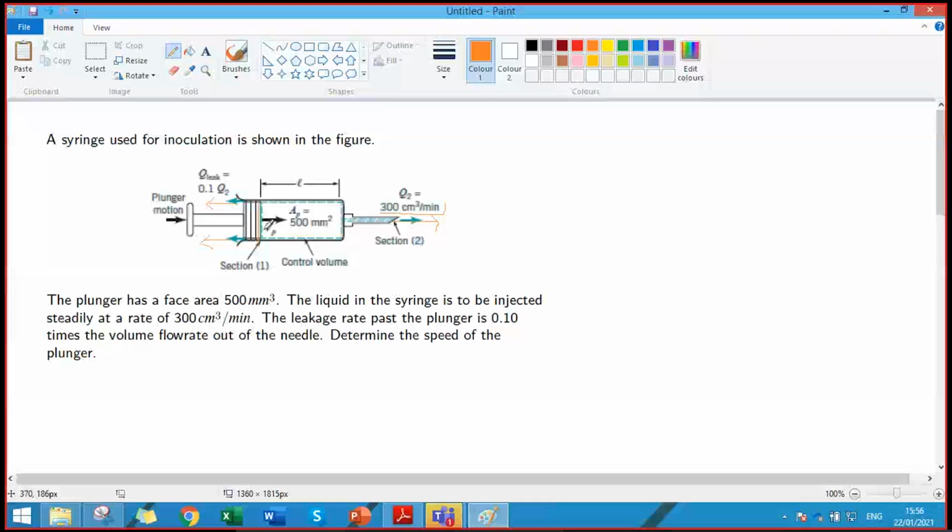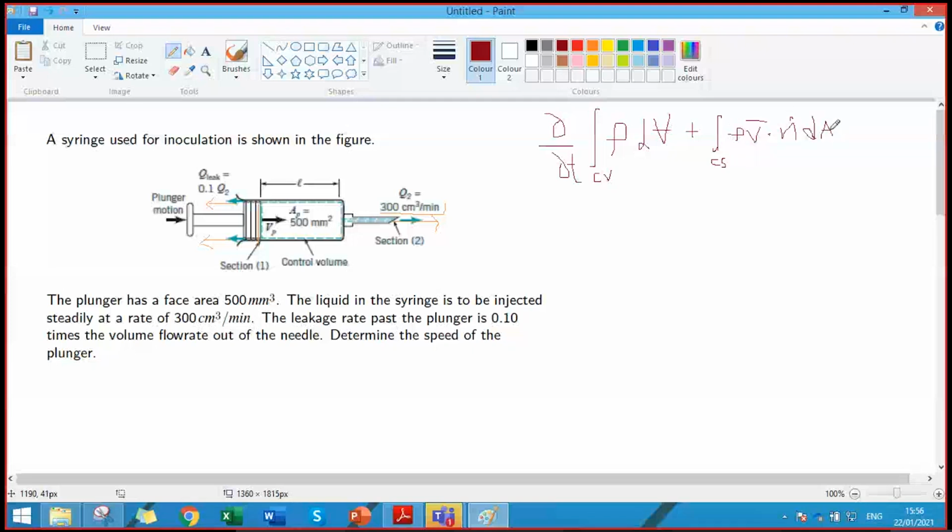So we need to write the continuity equation in the most generalized form, that is partial by partial t of the integral over the control volume of rho dV, plus the integral over the control surface of rho V dot dA equals 0.